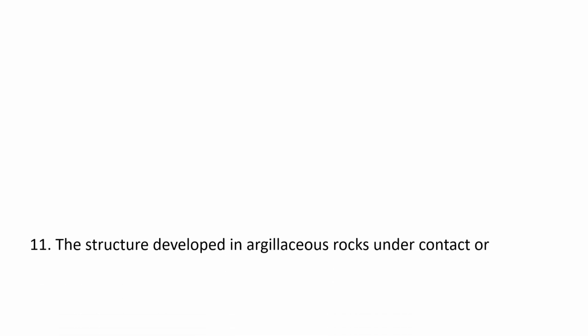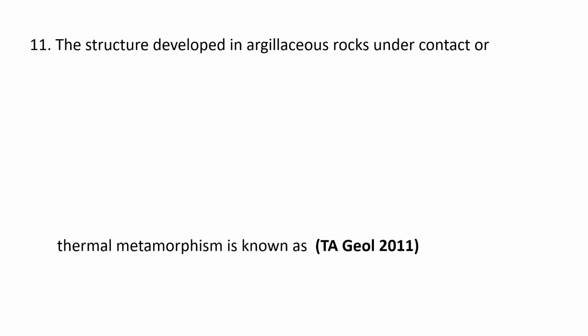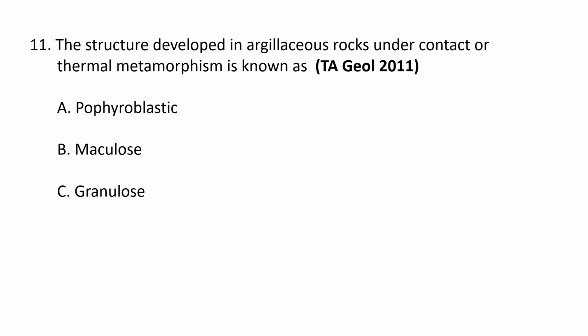Next question. The structure developed in argillaceous rocks under contact or thermal metamorphism is known as A. Porphyroblastic, B. Maculose, C. Granulose, and D. Ophitic. The structure which is developed in argillaceous rocks under contact or thermal metamorphism is known as maculose. Maculose structure is a spotted appearance in metamorphic rock that's caused by the formation of large crystals in a fine-grained rock, and this structure is a result of thermal metamorphism of argillaceous rocks like shale.